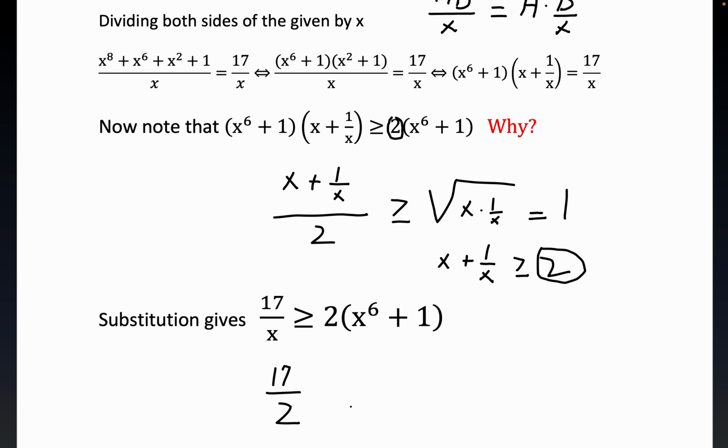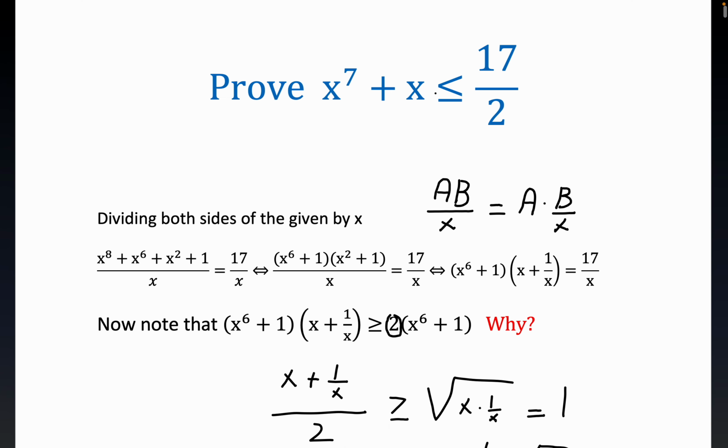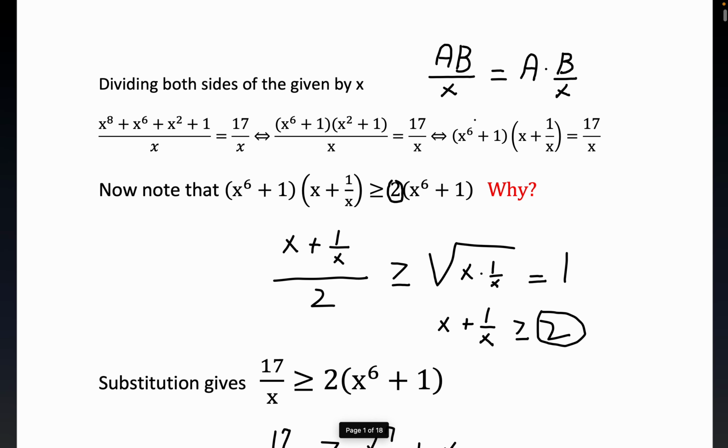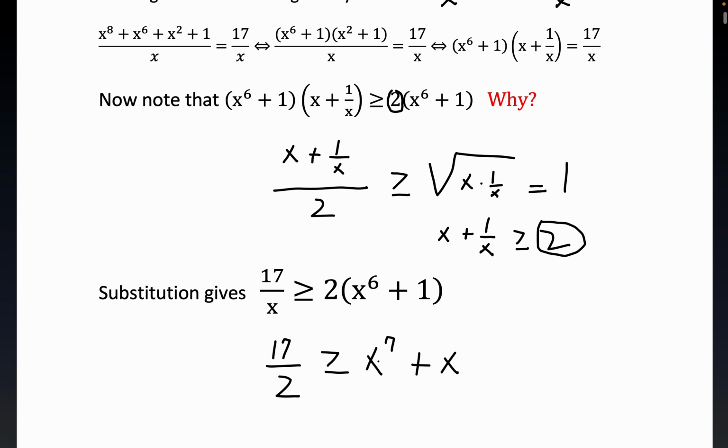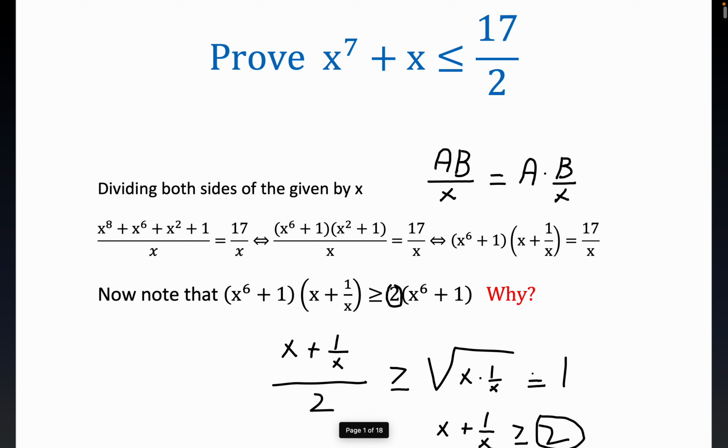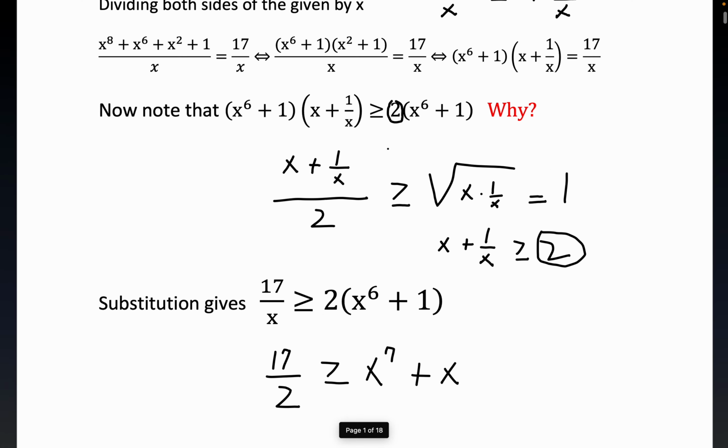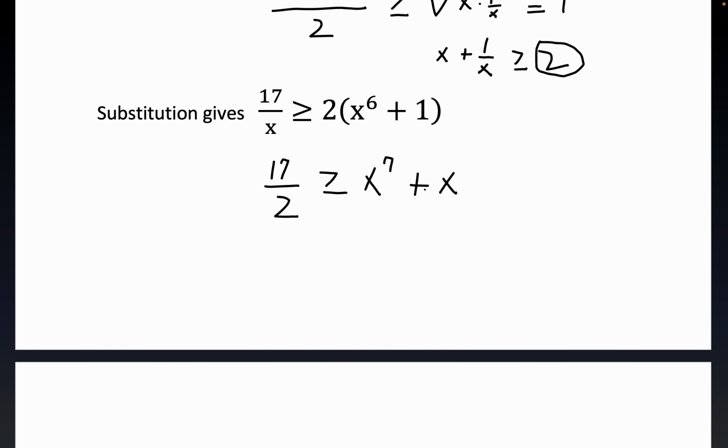17 over 2 is greater than or equal to, now remember, we're multiplying by positive x here, so that would be x to the 7th plus x. And that was what we were trying to prove. We're supposed to prove that x to the 7th plus x is less than or equal to 17 halves, and that's what we've done right here. So we can do QED.